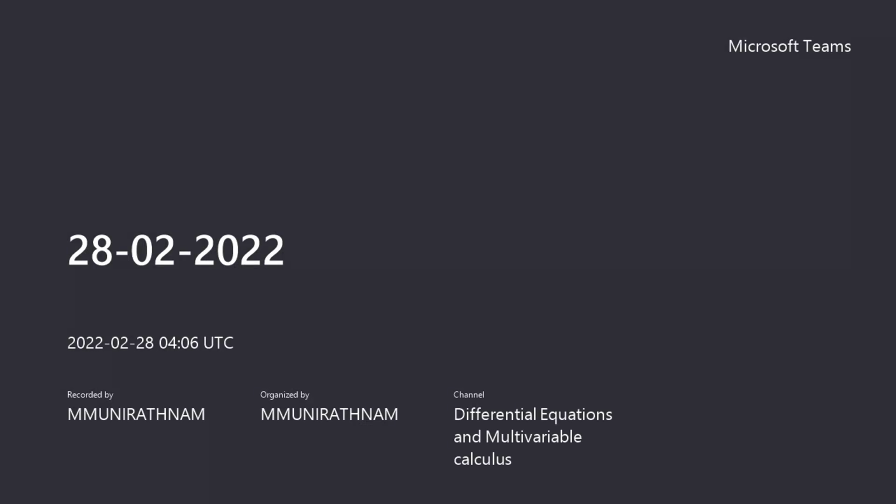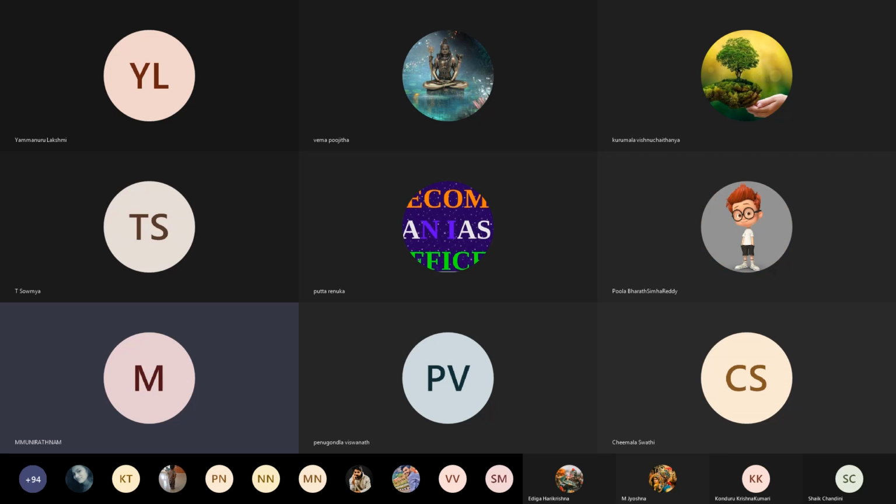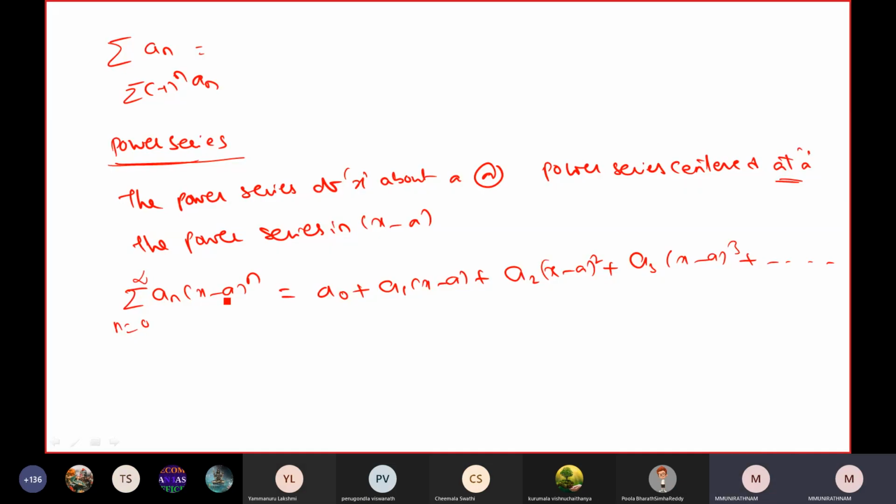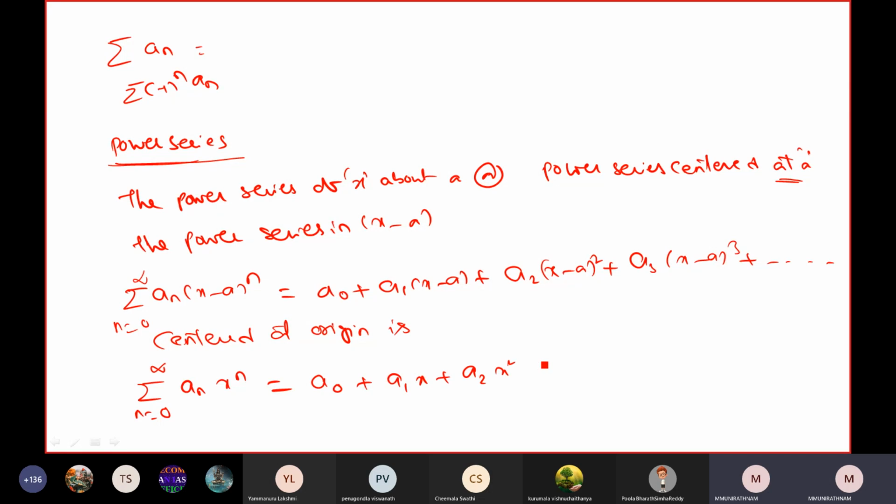A power series centered at a can be written as the summation n equal to 0 to infinity a n (x minus a) whole power n. Suppose we take it centered at the origin, then it is the summation n equal to 0 to infinity a n x power n. This is nothing but a naught plus a1 x plus a2 x square plus a3 x cube and so on.